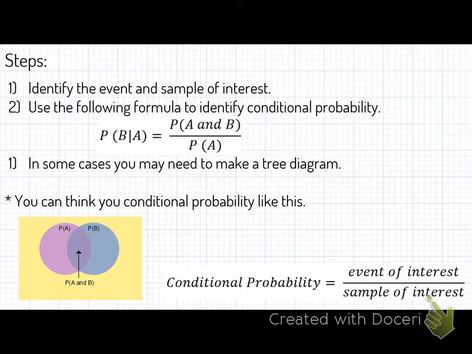So these are the steps, and you want to pause the video and write this down. This is actually step 3 here, not step 1 again. I don't know why the computer does that sometimes.